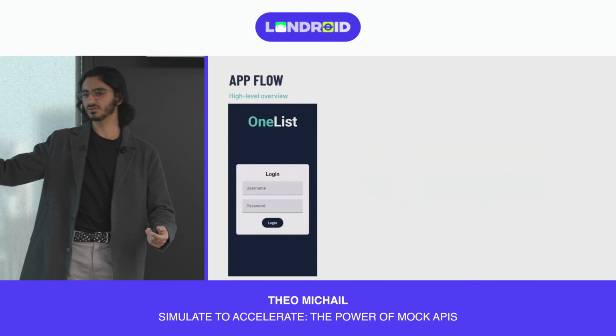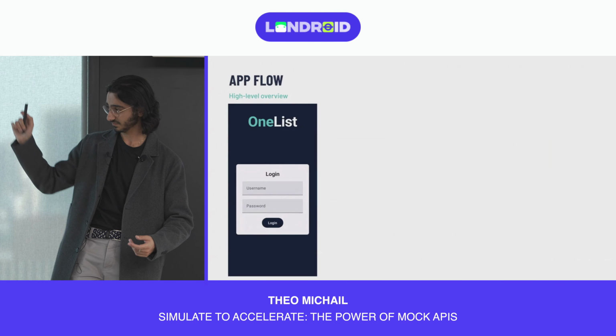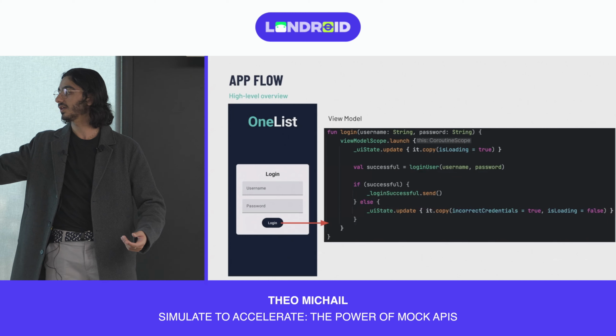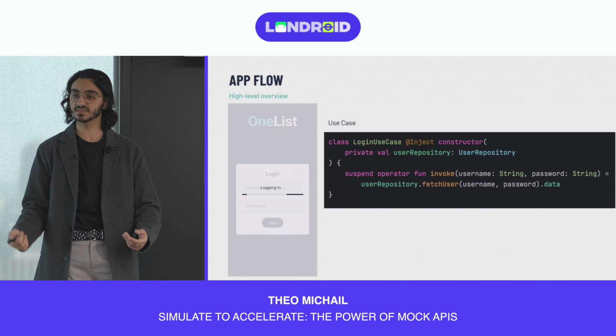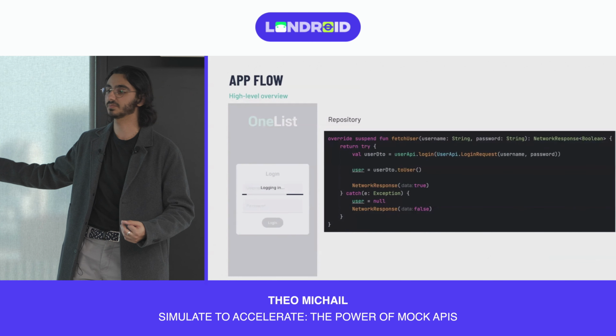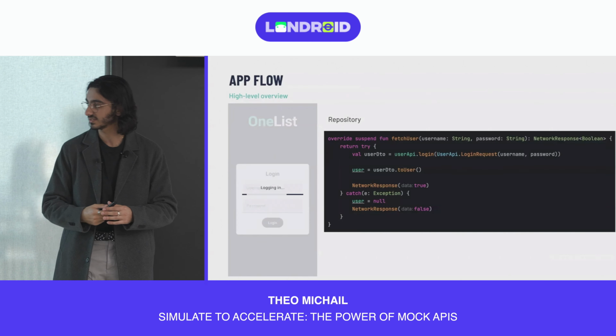So just moving on to a very quick run through of the app flow, you don't actually need to read through any of the code here. When you press the login button, we call a method in the view model. That then goes down to our use case. That then delegates over to a repository, which goes and makes our API call, fetches the user when you log in. It's fairly standard stuff.